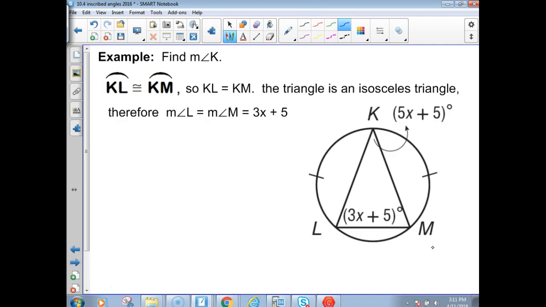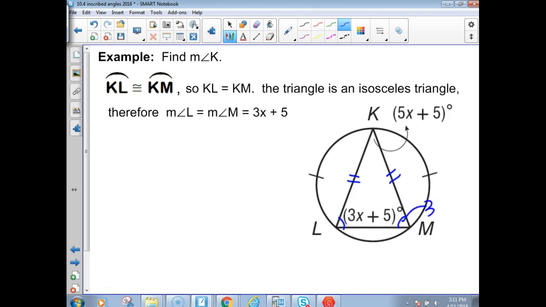Find the measure of angle K. Well, first off, it says our KL equals our KM, which would tell me the chords. This is back from 10.3. If two arcs are equal, then their corresponding chords are congruent. So segment KL would be equal to segment KM. The triangle is isosceles, therefore angle L is congruent to angle M.